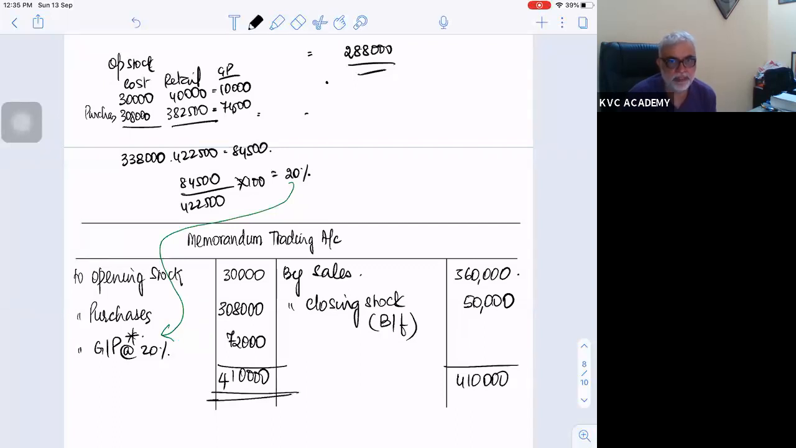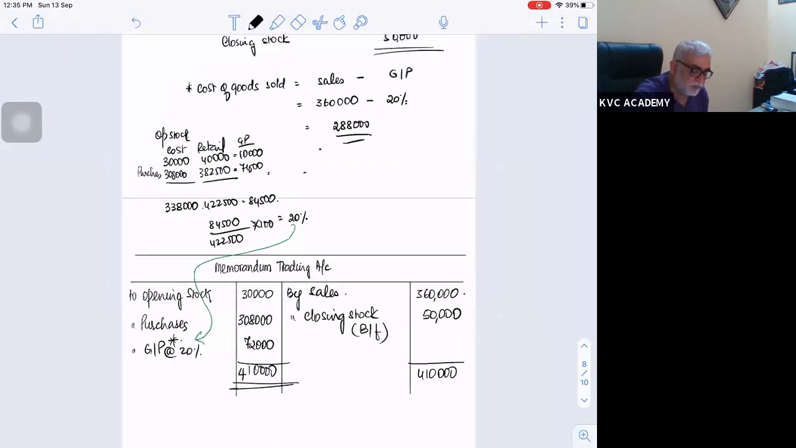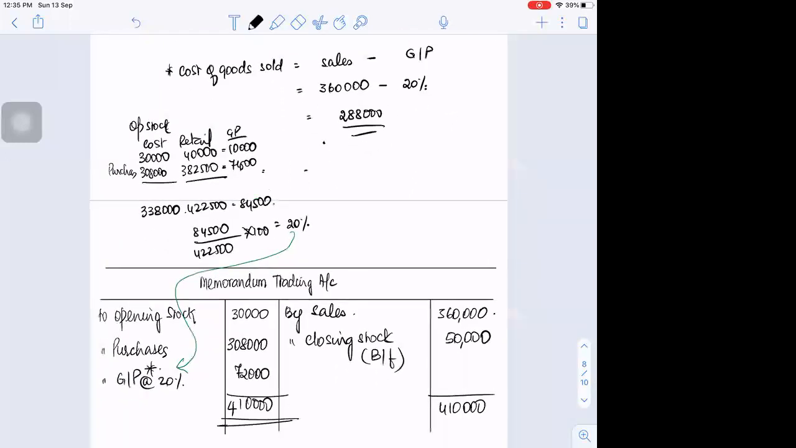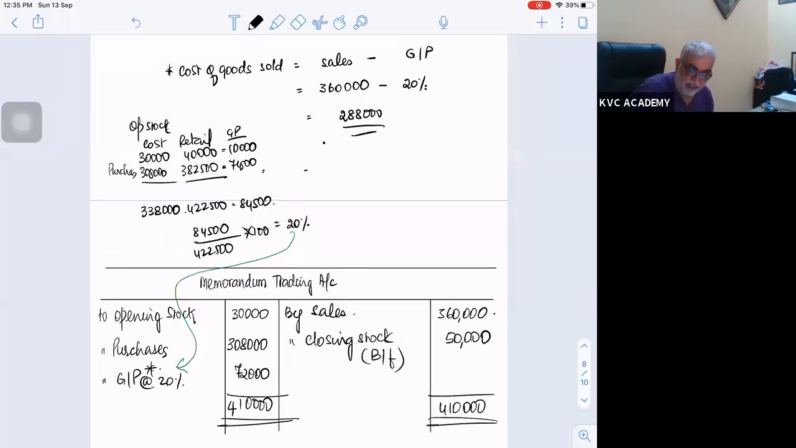Welcome, Spandana. I hope you understand now. Is this better? You understand both the methods, right? Because conceptually I want you to be clear. In the examination you do whichever is more comfortable for you. I don't mind. But I want you to practice both methods. I want you to get used to the terminology: goods available for sale, cost of goods sold. When you do more, you will expand your horizons. All right? Cool?